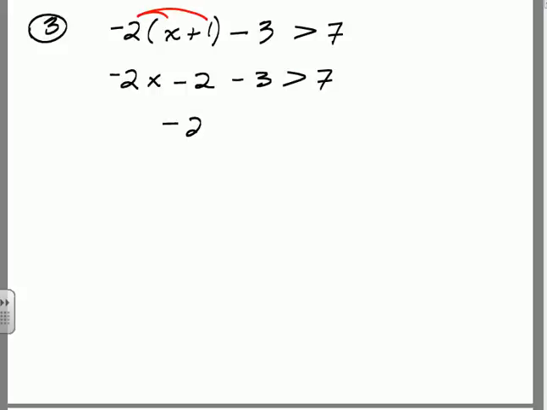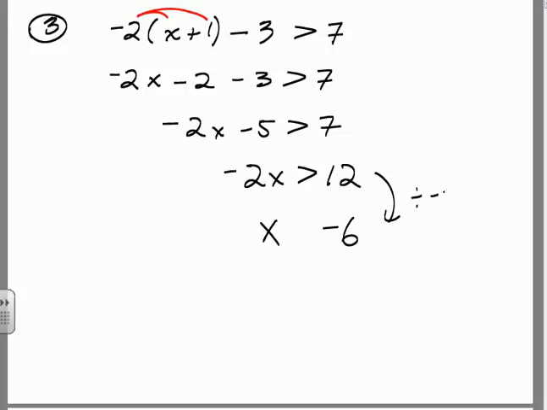So very quickly, negative 2x minus 5 greater than 7. Add 5 to both sides, and divide by a negative 2. When we divide this side by a negative 2, we get an x. When we divide the right-hand side by a negative 2, we get a negative 6. But since we divided both sides by a negative 2, we have to change the direction of the inequality. And we will continue with more examples in the next video.